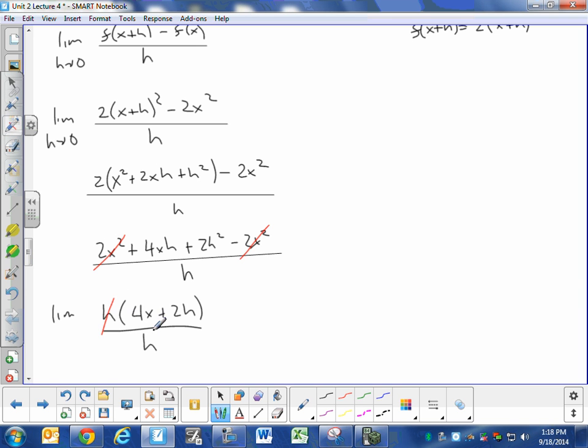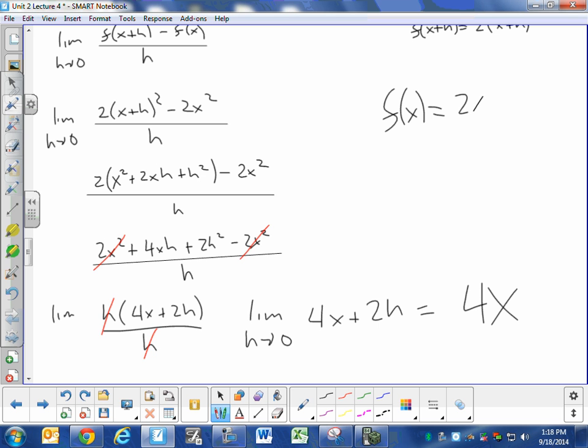Well, we can cancel that h, and we have a simpler function that I can plug this 0 for h into. And when I plug in 0 for h, what do I get? 4x. Turns out, if I have a function, 2x squared, if you want to know the slopes of the tangents to that function, you plug values into this derivative function 4x.